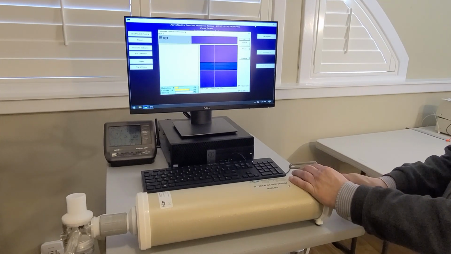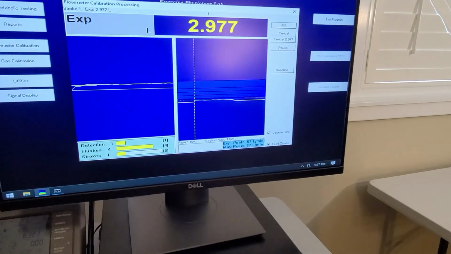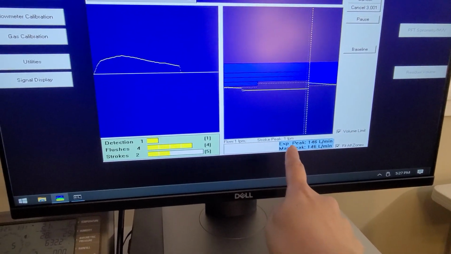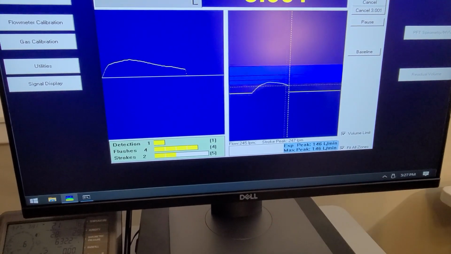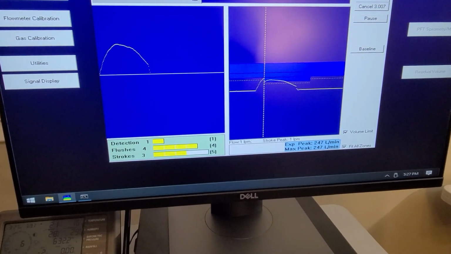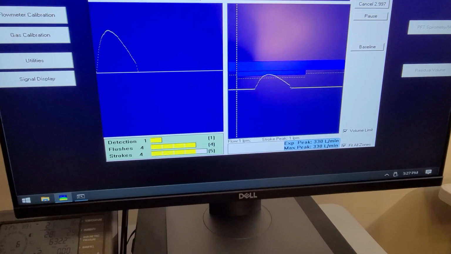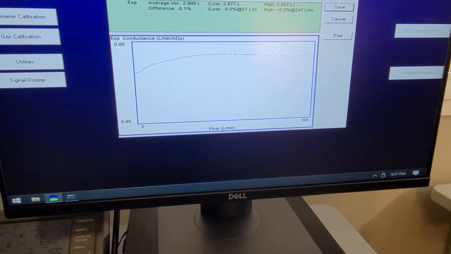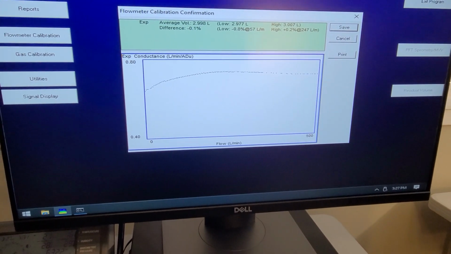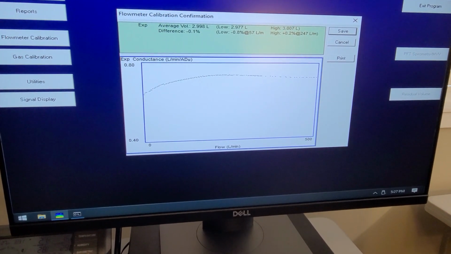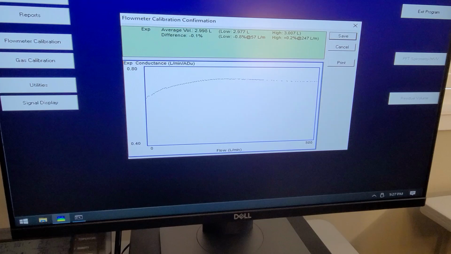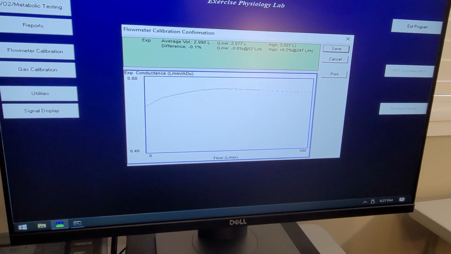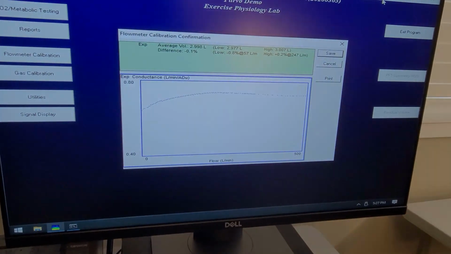Yeah, 57. Then 100, 200, 300, and 400, 500. If you are not familiar with flow cal, I recommend you do this at least 8 times until you and the syringe become one.